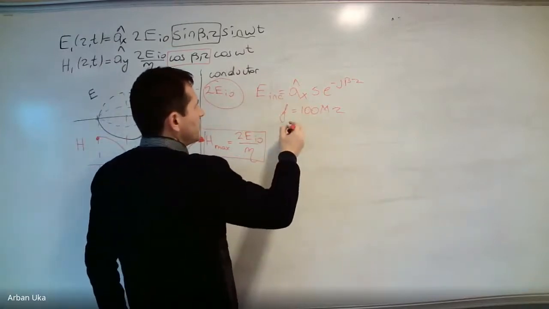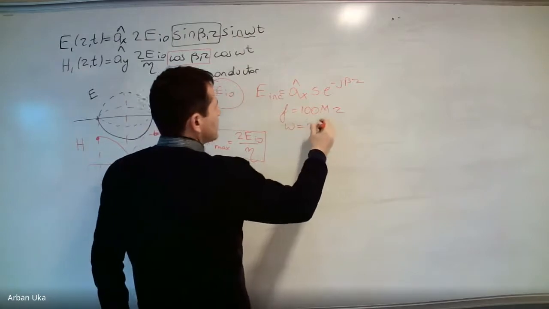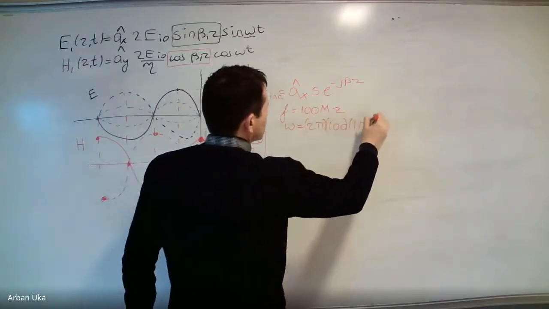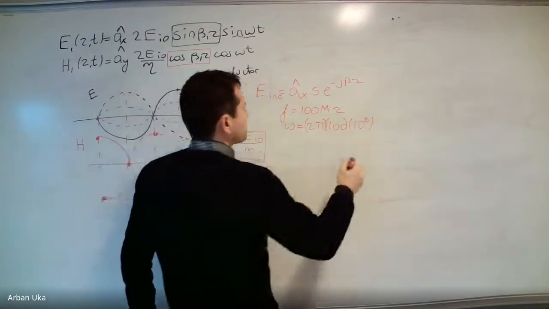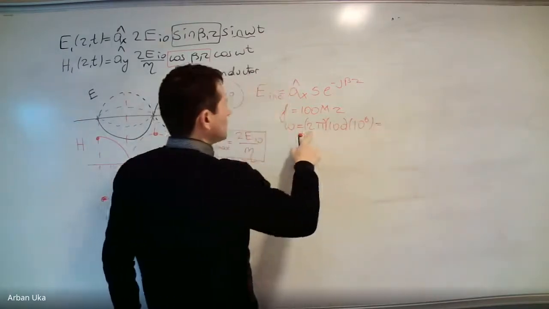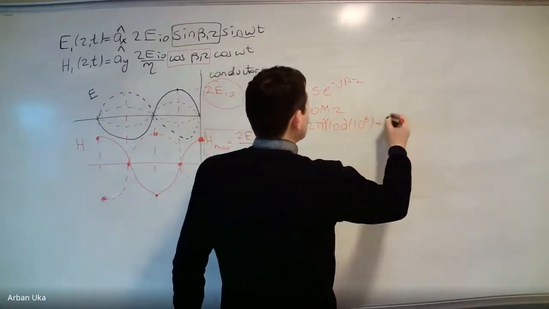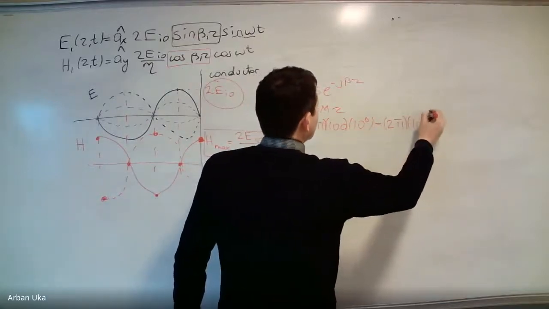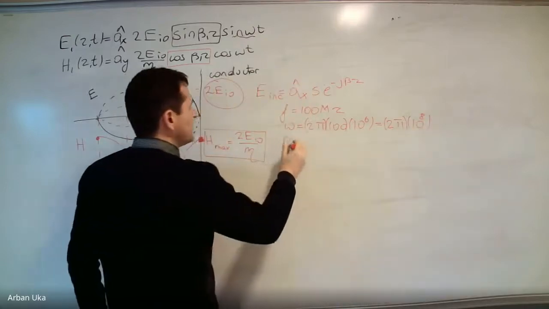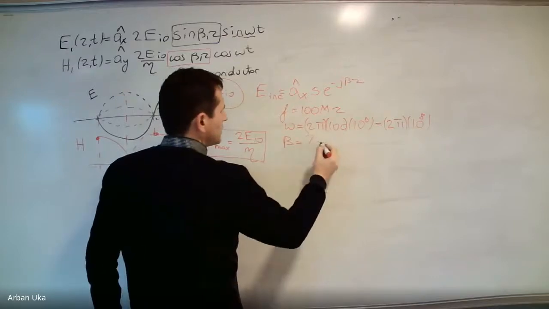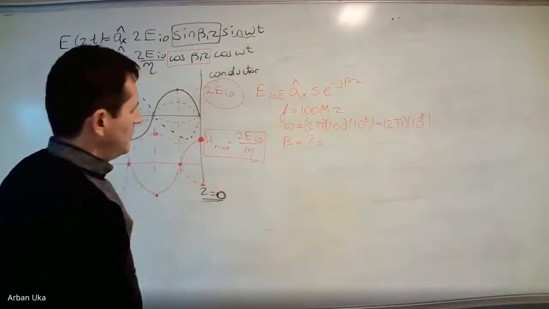So if this is 100 megahertz, what is omega? It's 2 pi times 100 times 10 to the power 6, right? So this is the omega. And this is equal to what? We get 2 pi times 10 to the power 8. This is omega. Then what is beta? How do we find beta? Can someone tell me the expression for beta?